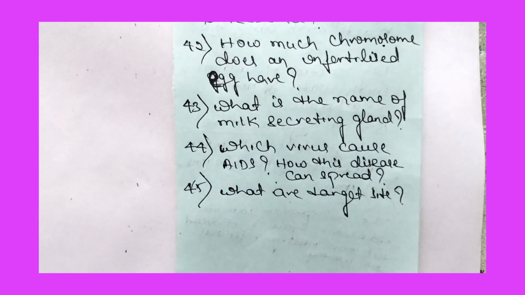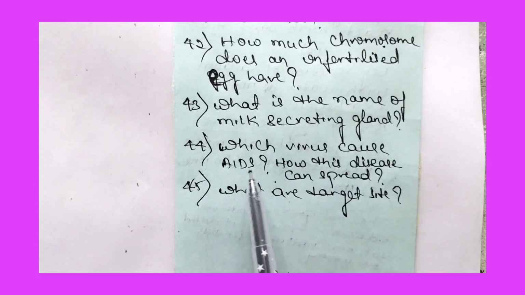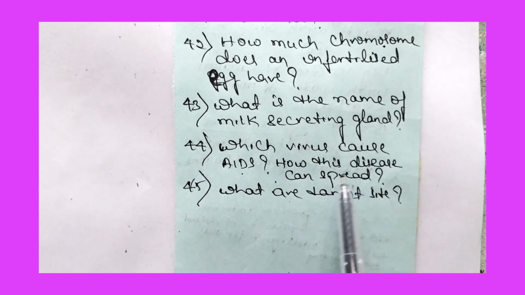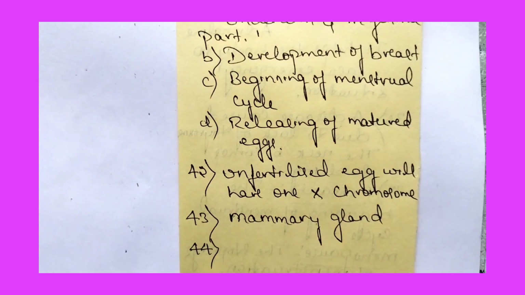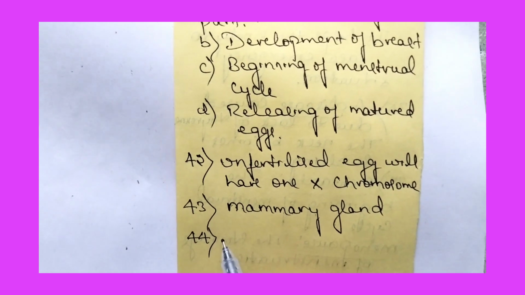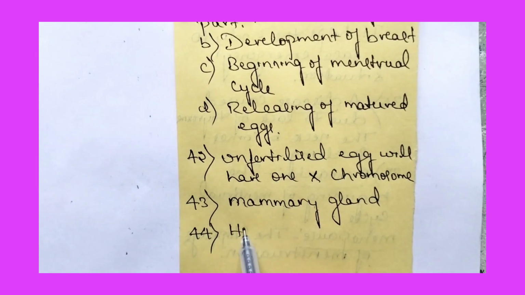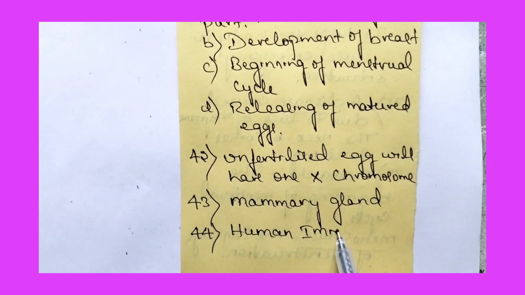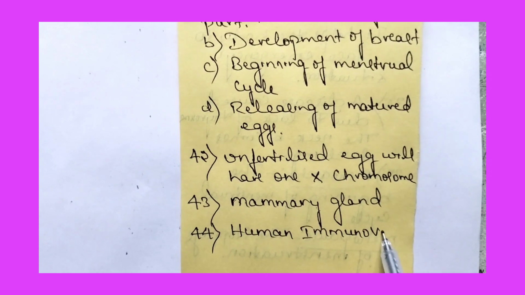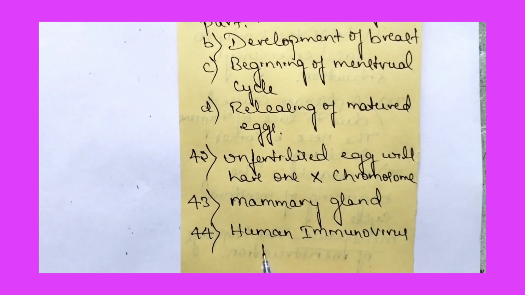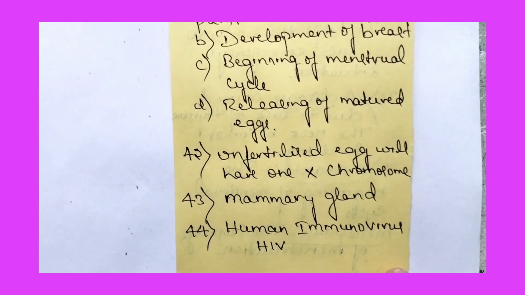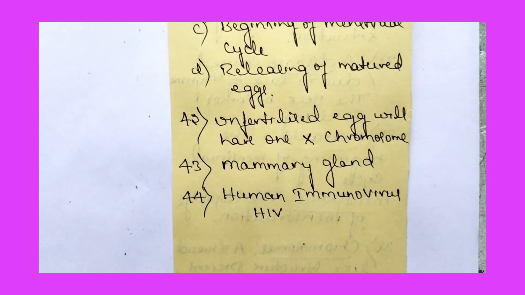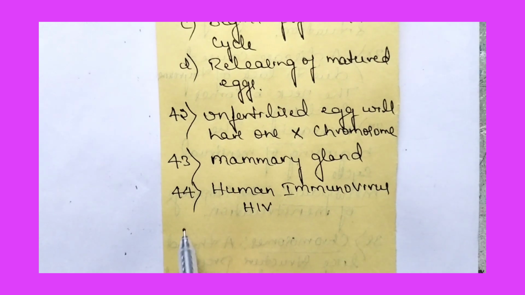Next, which virus will cause AIDS? How can this disease spread? So which virus will cause AIDS? That is the human immunodeficiency virus, which we call HIV. So HIV is the name of the virus that will cause a disease called AIDS.